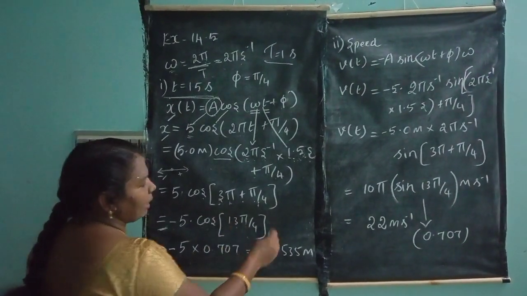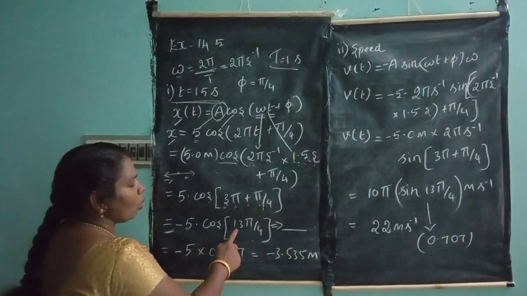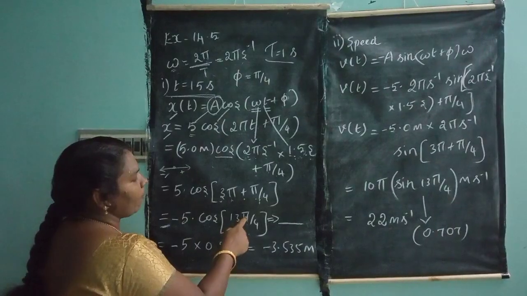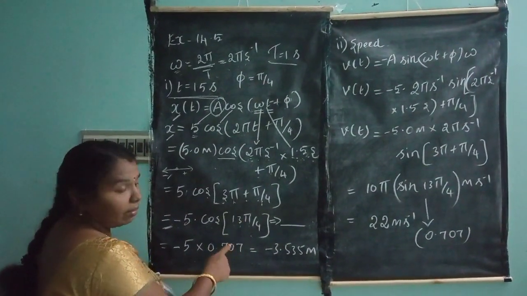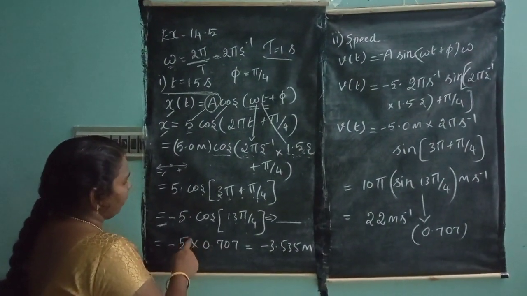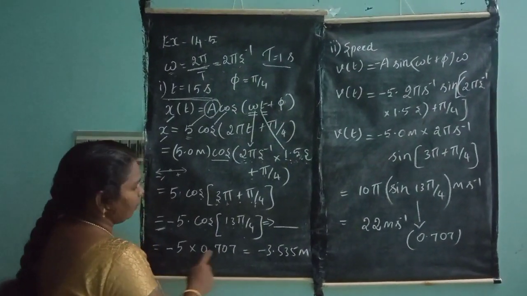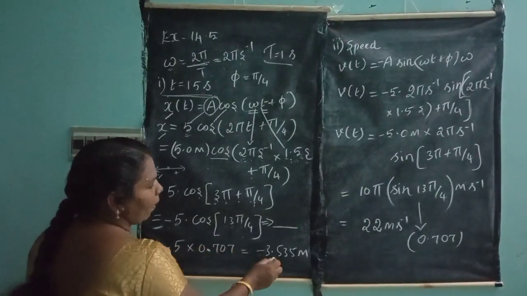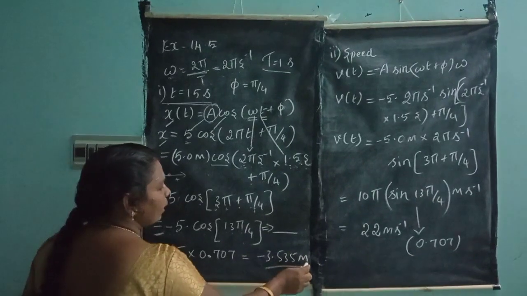So see here, I am multiplying and given the value here. So 13 pi, go for the log book and find out cos 13 pi divided by 4. That value is 0.707. So this can be multiplied by 5, you are getting the answer minus 3.535 meter, because this is the displacement. So the unit is meters.